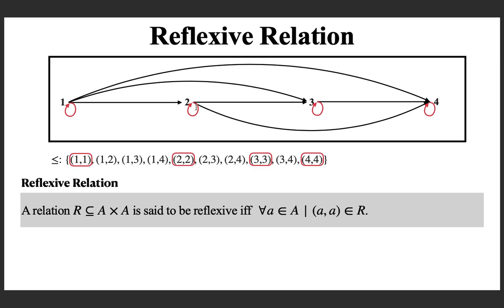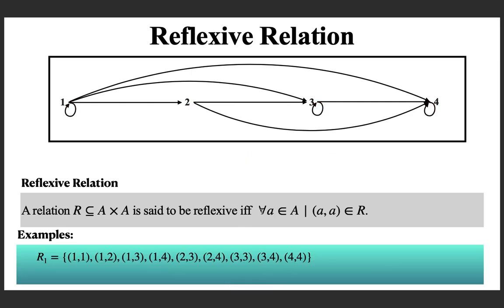There is a self loop in the directed graph representation. If every element is related to itself, then the relation is called reflexive. It does not matter whether the other pairs are there or not. They may be there or may not be there. If you just take only these 4 pairs, then that also is a reflexive relation, right? This is how you formally define it.